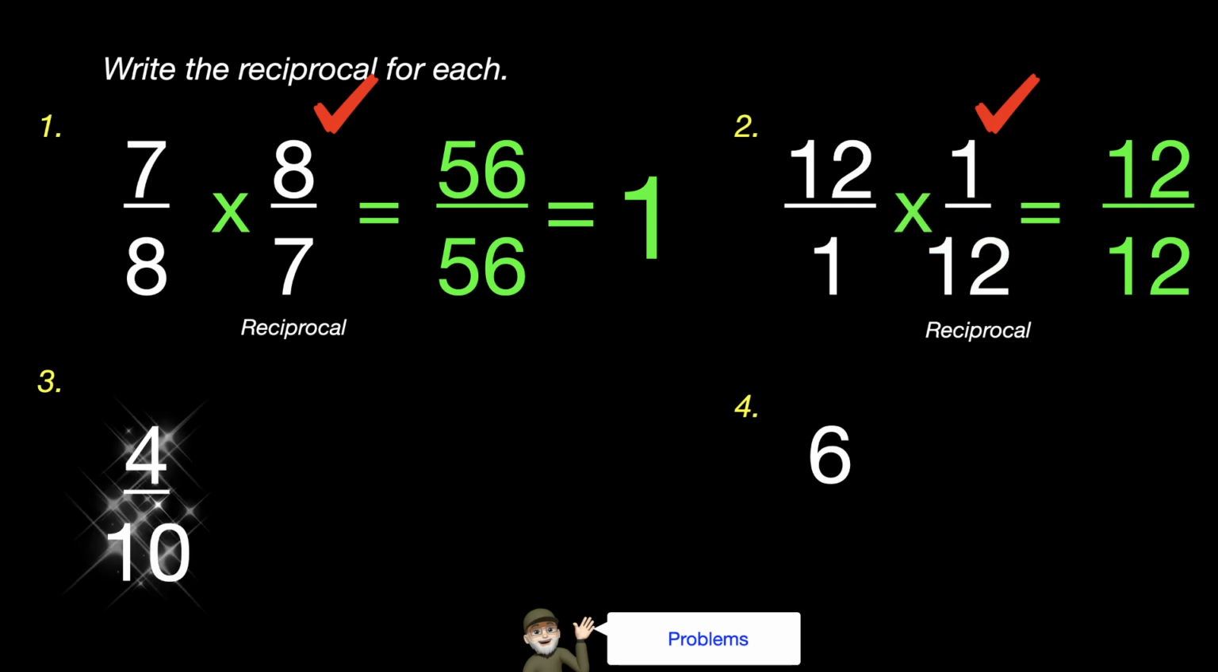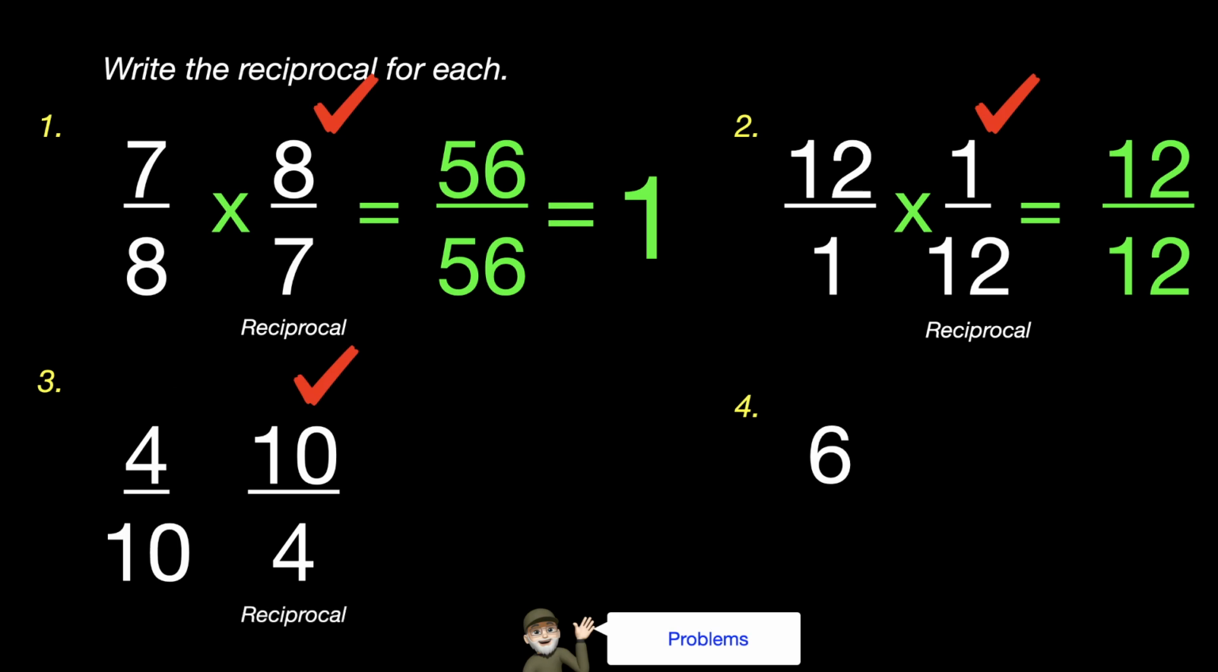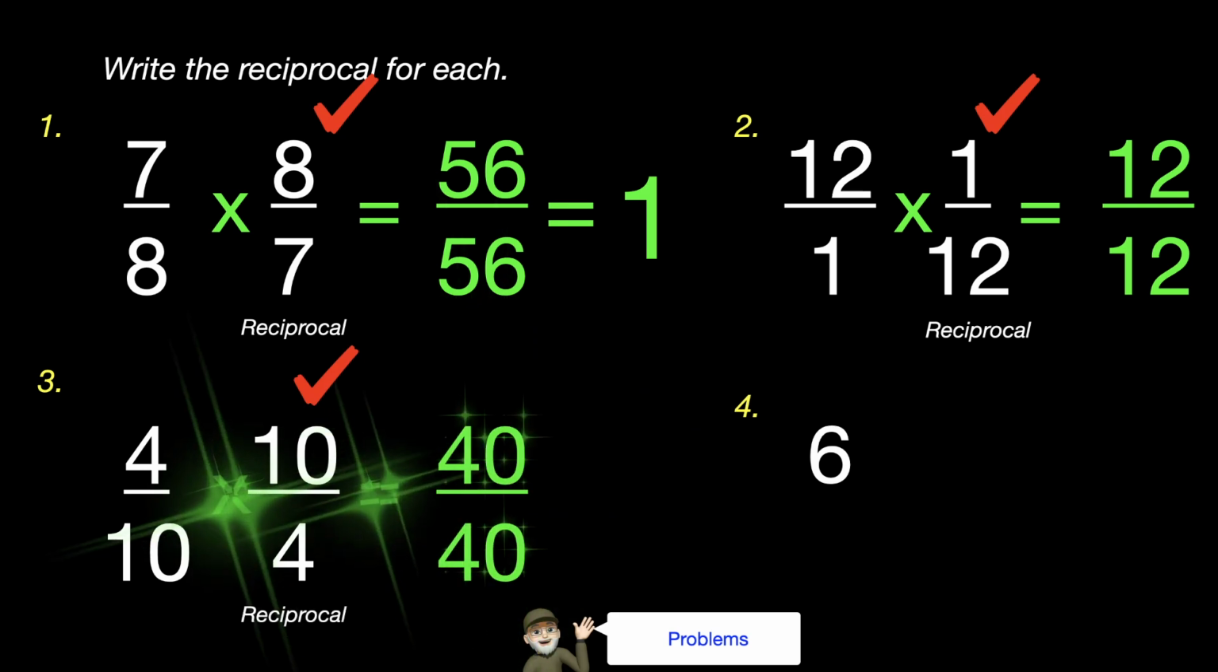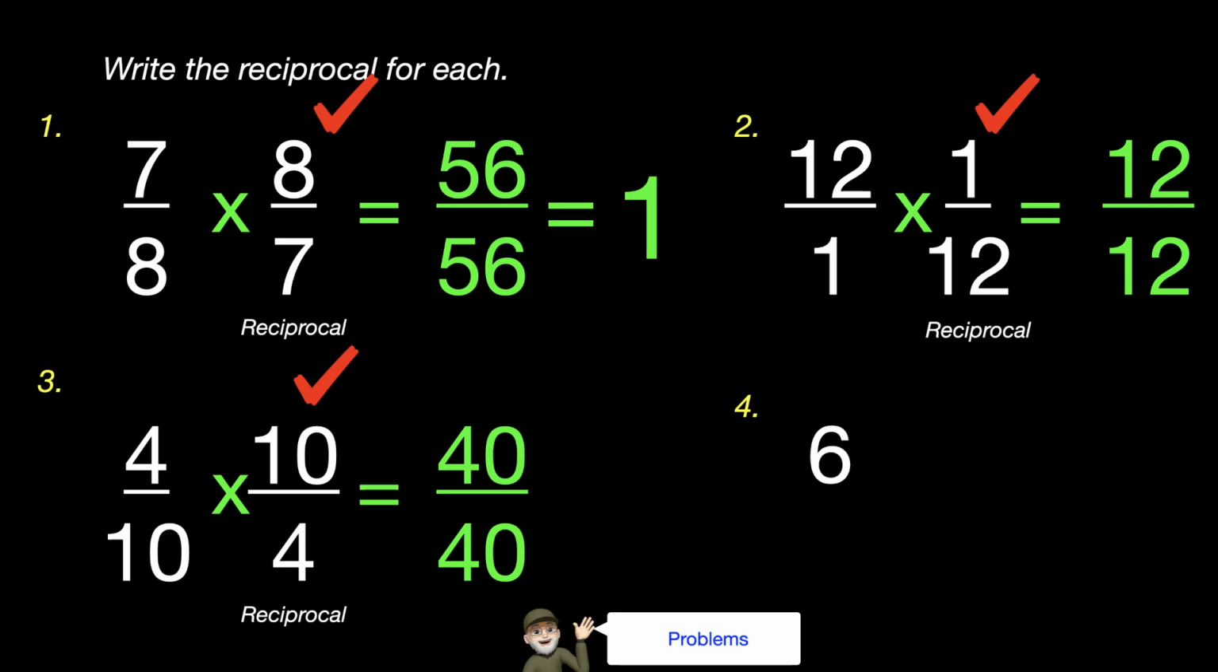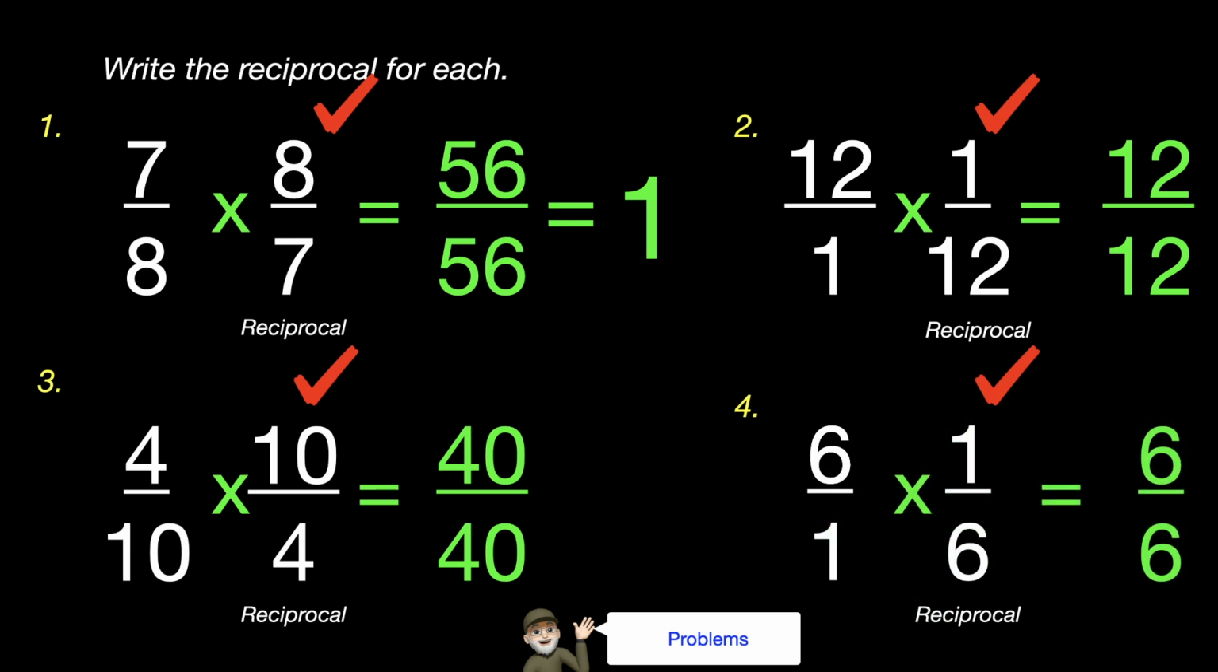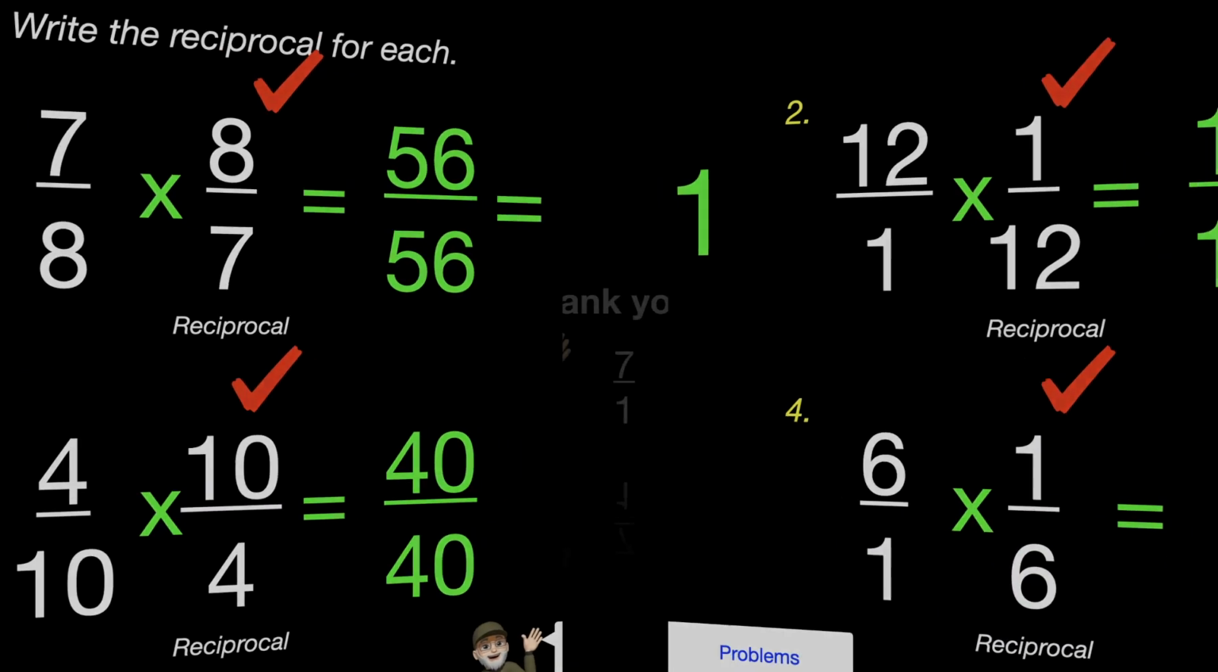Number 3, 4/10. We would flip that and get the reciprocal of 10/4. We could check our work by multiplication to see if we get a whole fraction. And finally, number 4, the 6 is a whole number, so we write that as a fraction, take that fraction, flip it, and get 1/6, which would be our answer. That's the reciprocal. We check it by multiplying and get 6/6.